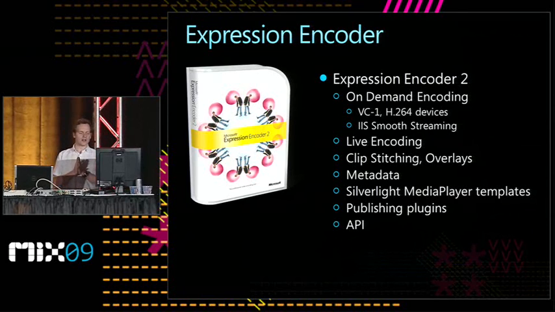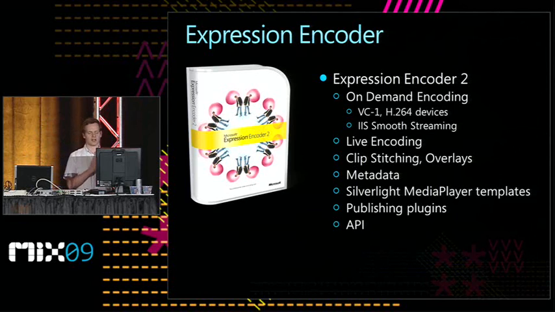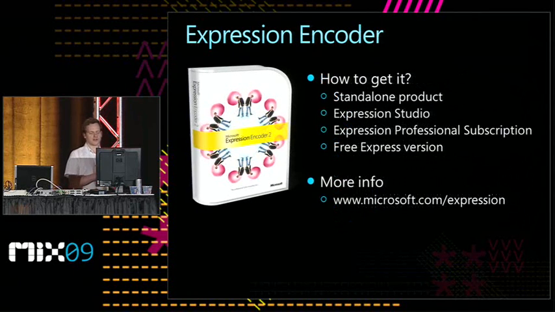So if you're doing video for the web and you want to offer podcast downloads, that's built in. And internally at Microsoft, Channel 9 actually uses Expression Encoder for their web and device deliverables. We also do live encoding, and we've got an API. So if you want to integrate into a more extensive workflow, we have a very rich object model that you can use. It's available both as a standalone product and as part of Expression Studio, and by virtue of that, you can get it in the professional subscription. And there's a free Express version as well.